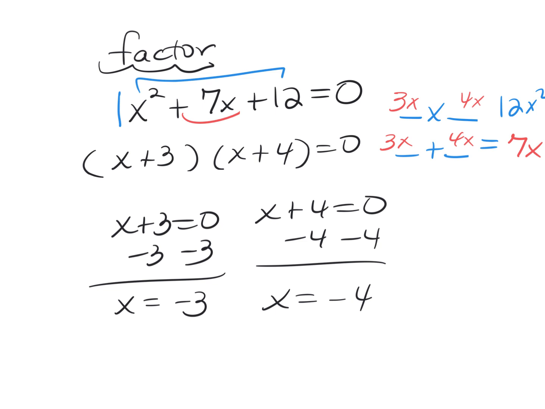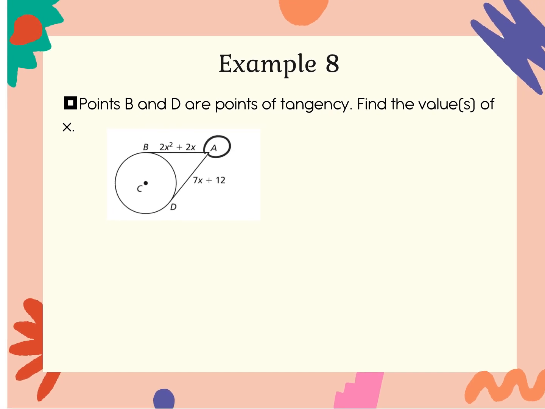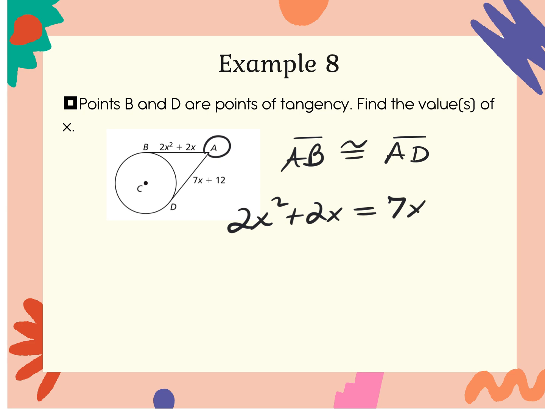Now, let's go ahead and go back to the problem. That is the last example in your notes, because it's a more challenging trinomial to solve. For this last one, we're applying that same theorem because when we have two tangent segments that intersect at the same common external point, which is A, this tells me that AB is going to be congruent to AD. So I'm going to go ahead and take 2x squared plus 2x and set it equal to 7x plus 12.